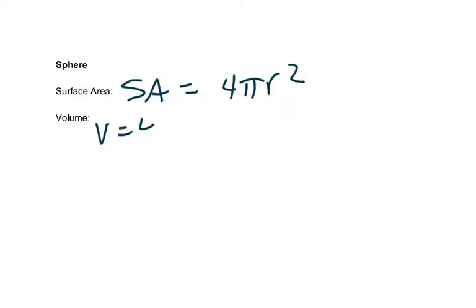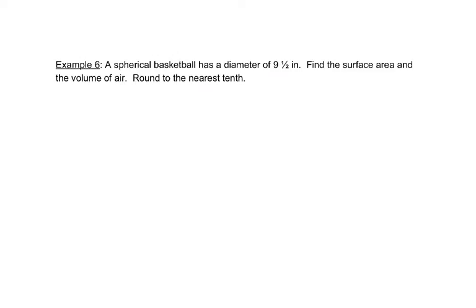So let's talk about spheres for a minute. So a sphere is like a ball. The surface area is 4 pi r squared, and the volume is 4/3 pi r cubed. So here we have a basketball that has a diameter of 9.5 inches. Find the surface area and the volume. Round to the nearest tenth. So first of all, this is a diameter, so we need to take 9.5 and divide by 2, and that gives us 4.75 for our radius.